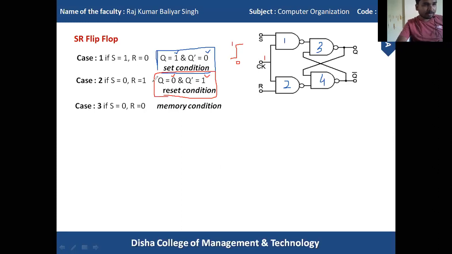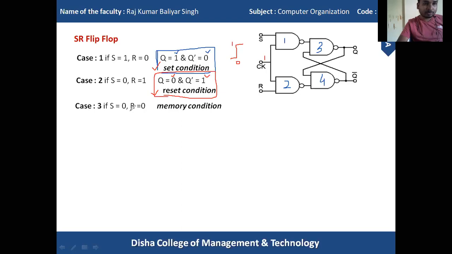Before that, for S equals 1 and R equals 0, and S equals 0 and R equals 1, whatever state will come is the opposite state, or we will get some state there. For S equals 1, R equals 0, we get the set state, and for S equals 0 and R equals 1, we get the reset condition or reset state. We are getting two states. When we supply S equals 0 and R equals 0, do we get another state, or do we get the same state that was already developed?